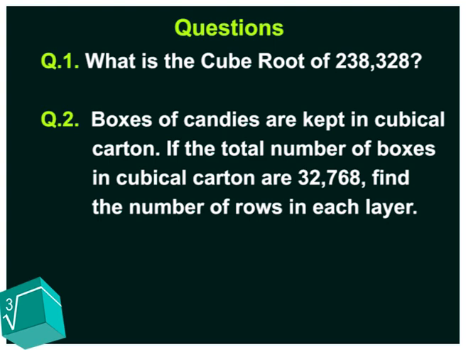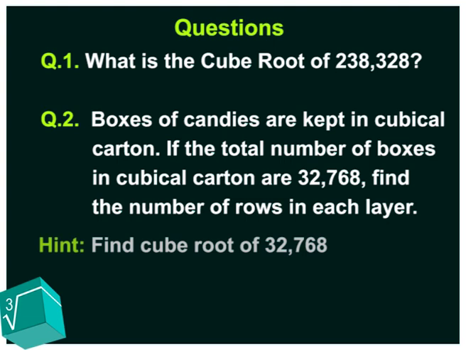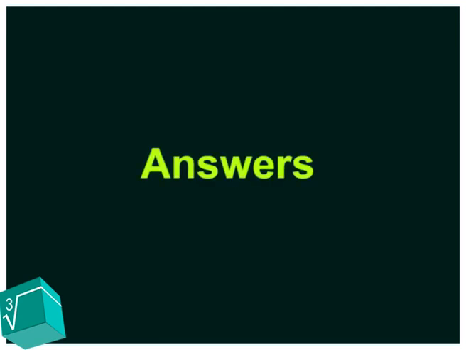Your second question is a bit tricky. Boxes of candies are kept in a cubical carton. If the total number of boxes in the cubical carton is 32,768, find the number of rows in each layer. I'm going to give you a hint. You need to find the cube root of the given number. The answers to these questions will be given to you once you solve the cube roots of these two numbers.